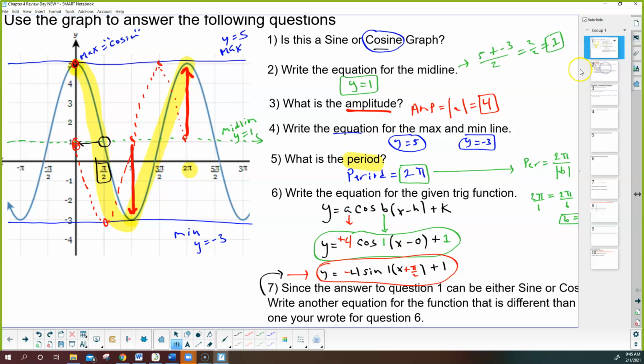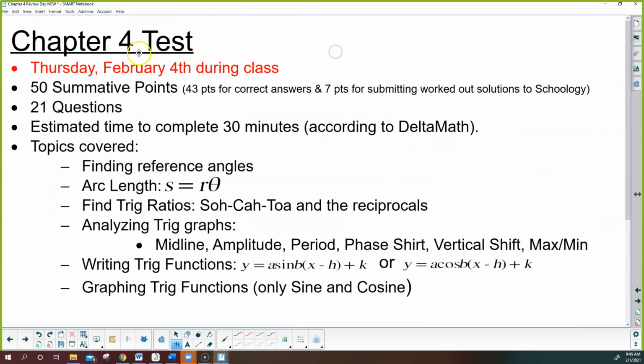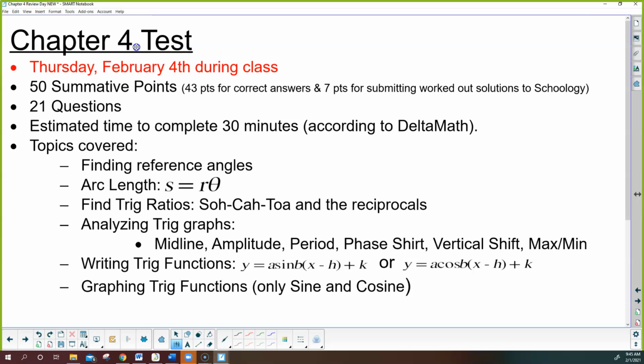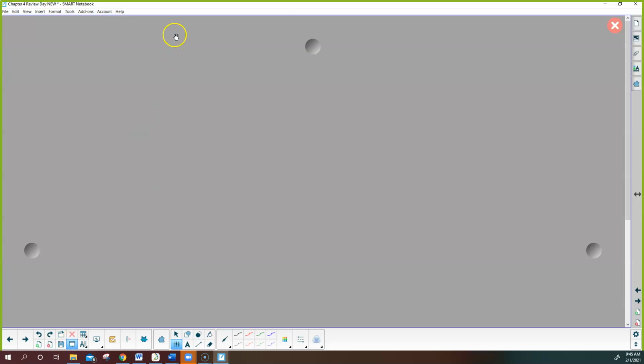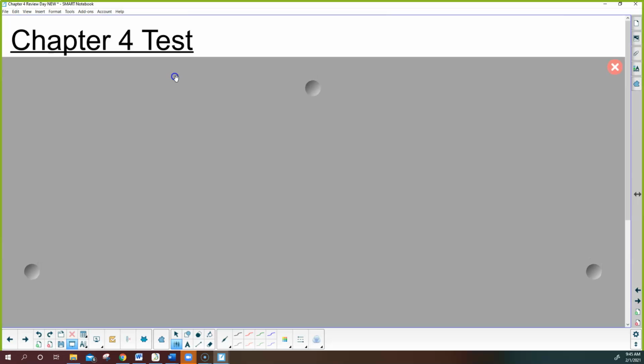Okay, so here's what we got today. Our goal today is to review for the Chapter 4 test. Now, if you've taken notes for every day, you have all this stuff, and you don't need to write any of this down. Actually, most of today, I'm going to tell you not to write anything down because we have all this in our notes already.